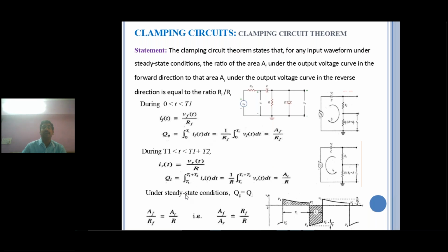Now under steady state conditions, both will be equal. That means charge gain equals charge loss. Equate them and find the relation AF by AR equals RF by R. This is the clamping circuit theorem.